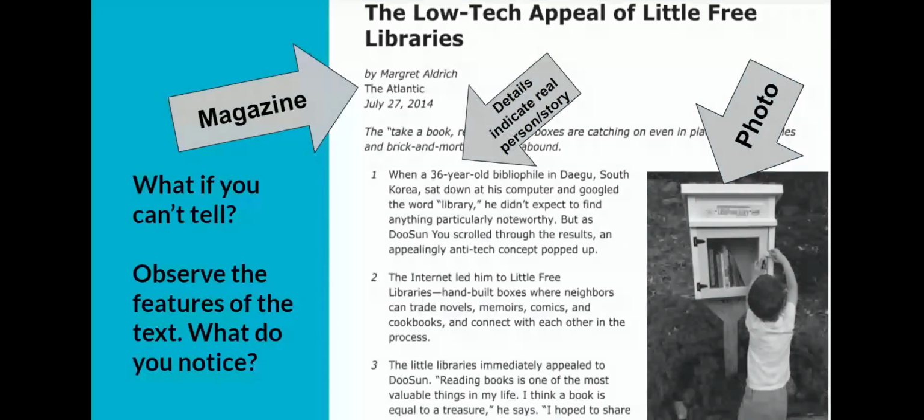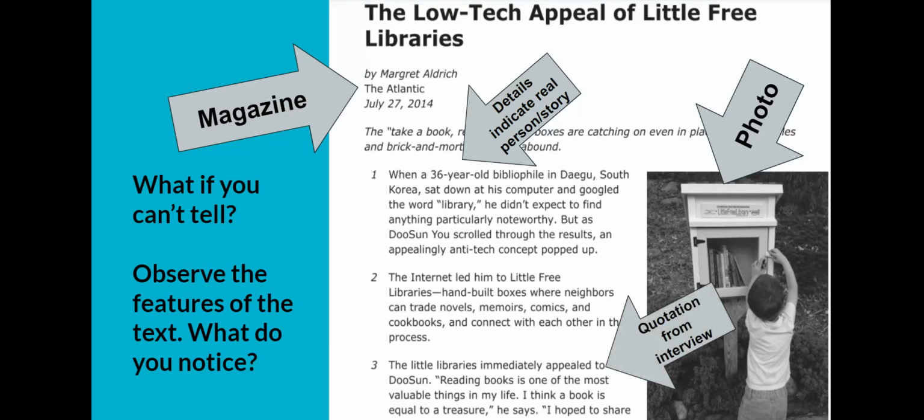If you take a look here, when a 36-year-old bibliophile in Daegu, South Korea sat down at his computer and Googled the word library, he didn't expect to find anything particularly noteworthy. But as Do Sun-yu scrolled through the results, an appealingly anti-tech concept popped up. So there are some specific details as this article opens that indicate we're dealing with a real person and a real story. And so we don't really see any specific embedded opinions yet, like we did off the bat in our previous text.